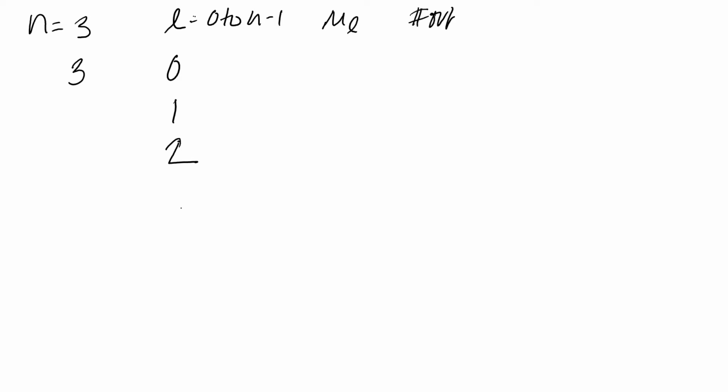So if n equals 3, we can have 3 subshells. So l can have values of 0, 1, and 2. So 0 to n minus 1. These headings up here.